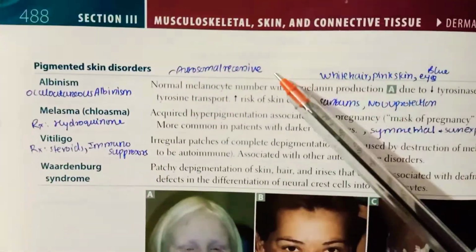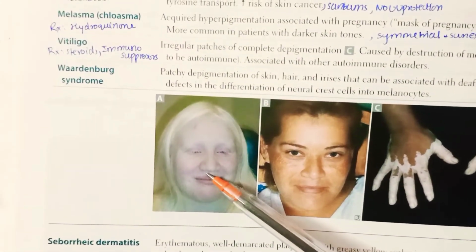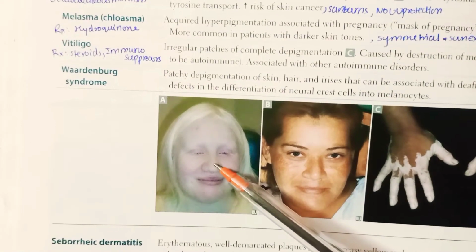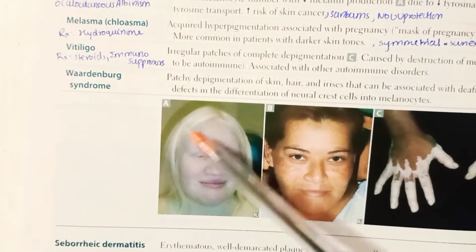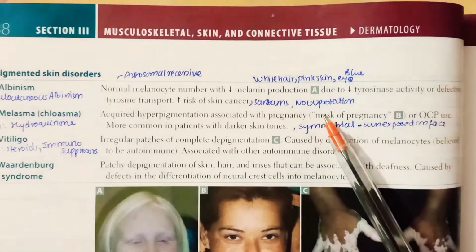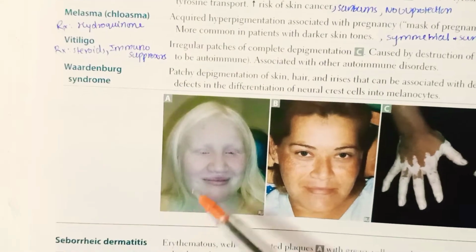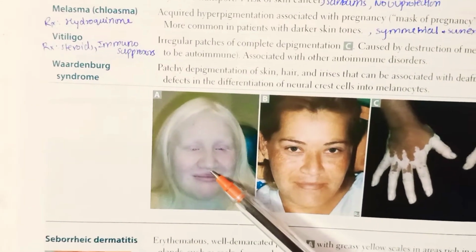So now you can understand, if there is no melanin, the skin and hair will become white. And there is also a problem here because of decreased tyrosinase activity. So of course it will lead to this color. There is increased risk of skin cancer and sunburns, and also no UV protection for these people because there is no melanin. It is also called oculocutaneous albinism.